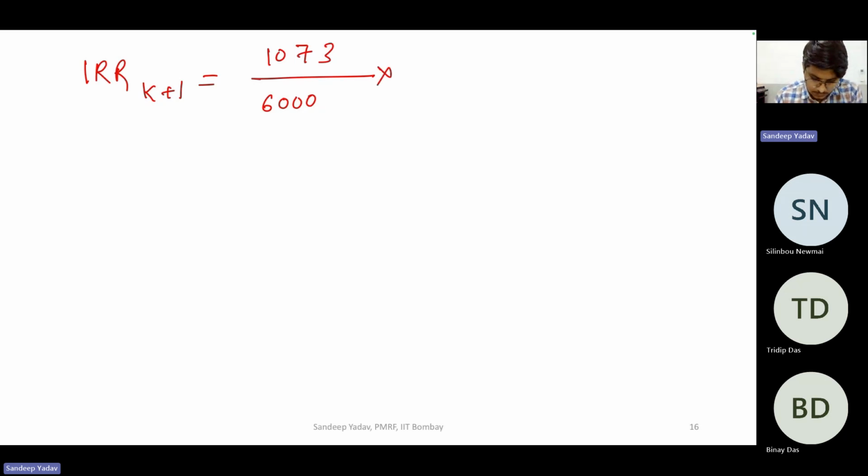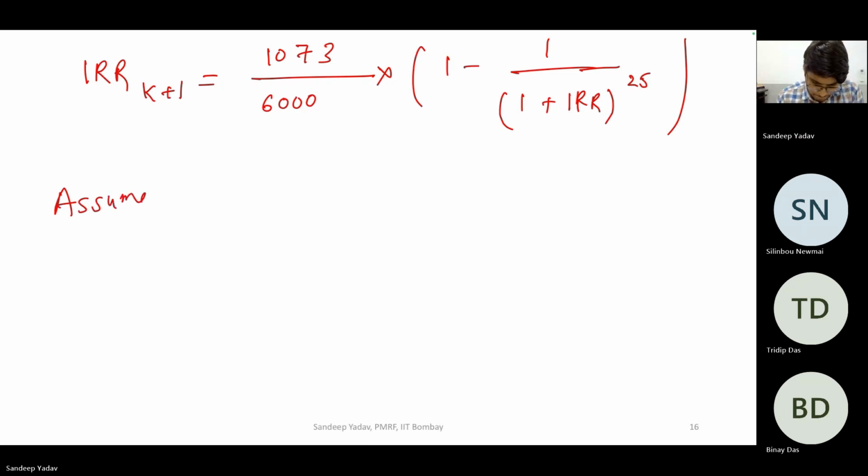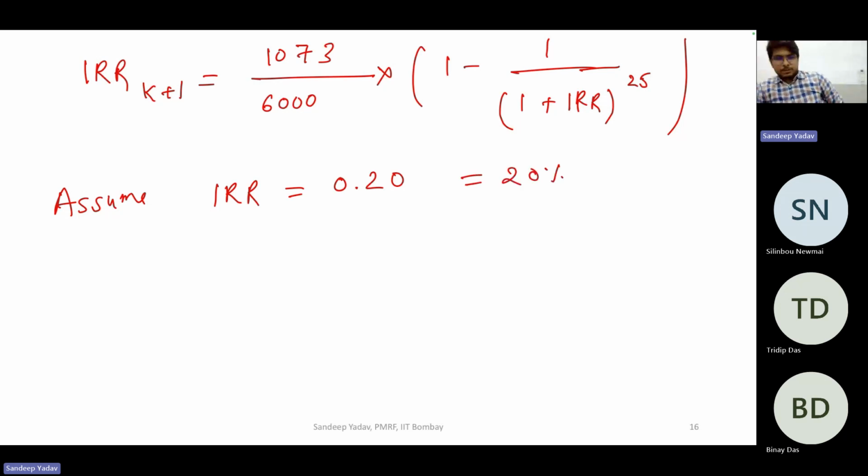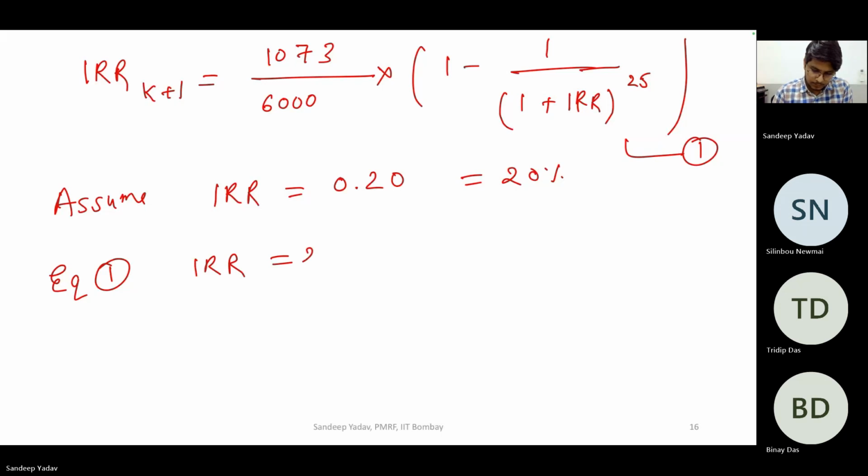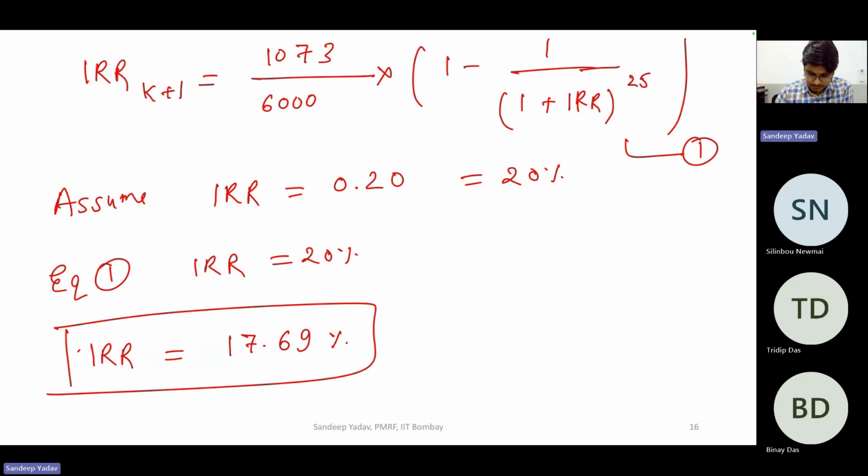So if you solve this, this comes out to be 1 minus 1 upon 1 plus IRR to the power 25. Initially, if you assume IRR is equal to 0.2, that is 20%, and put that back into that equation 1, then after the first iteration we will finally get IRR is equal to 17.69%.